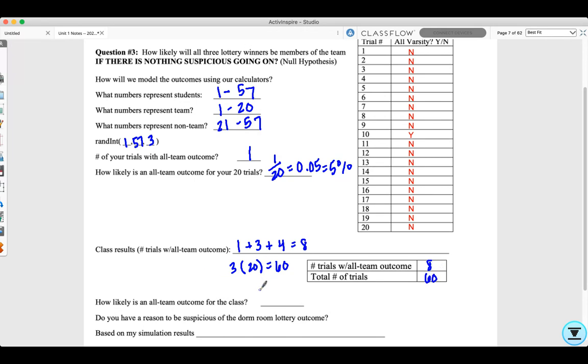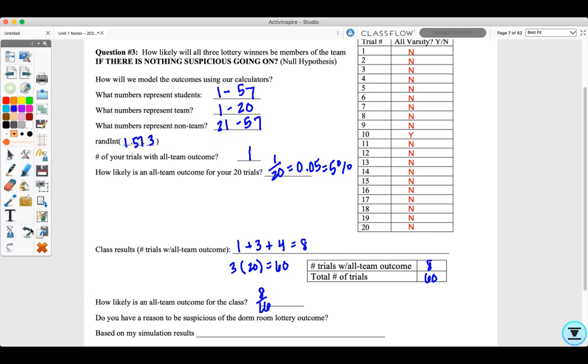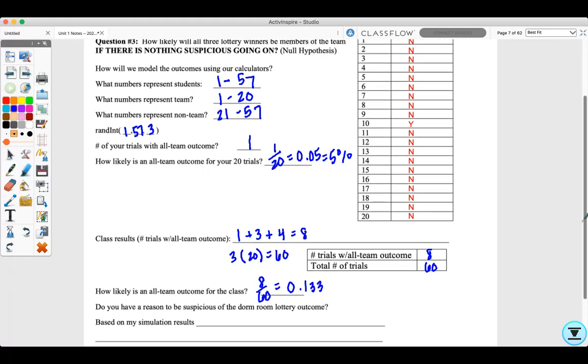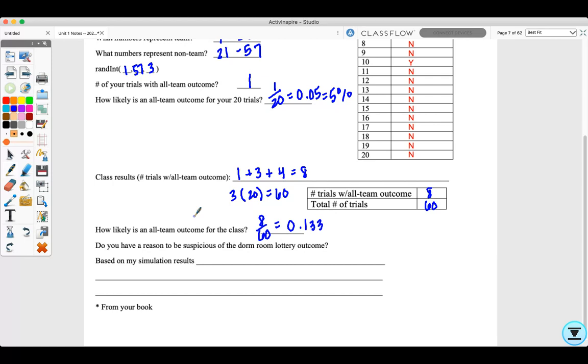So how likely would this be? 8 out of 60 would equal, from my total, 0.133, using 2 other people's data from the class. So do we have a reason to be suspicious of the dorm room lottery outcome? And yes, we do. Because from your book, if you did your reading, you know what the probability should be, and we'll go over that in a minute.